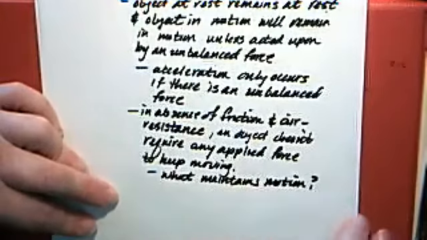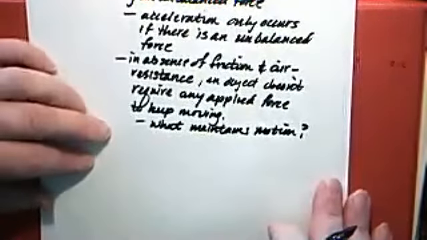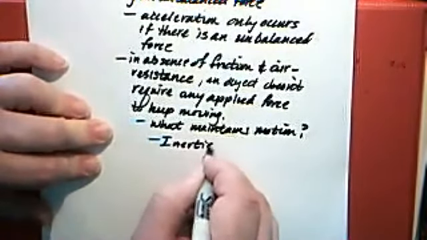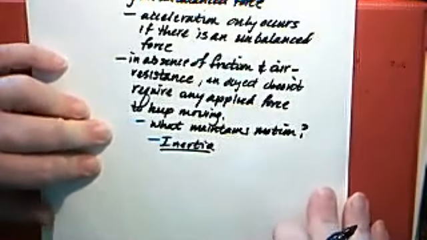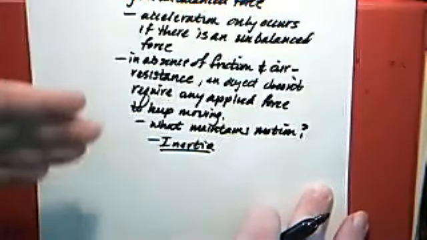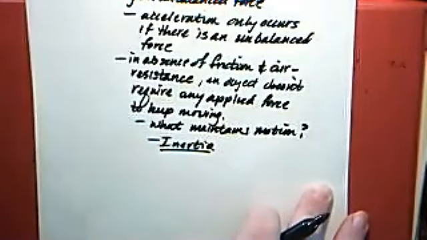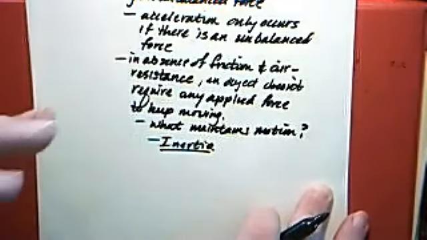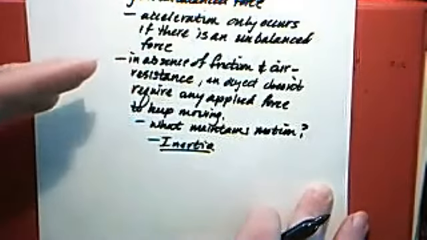But in that case, you might wonder, what maintains the motion? What keeps the object moving? And the answer is inertia. Inertia is pretty much what we've just described here. Inertia is a quality that anything with mass has, and it tends to resist changes in motion.